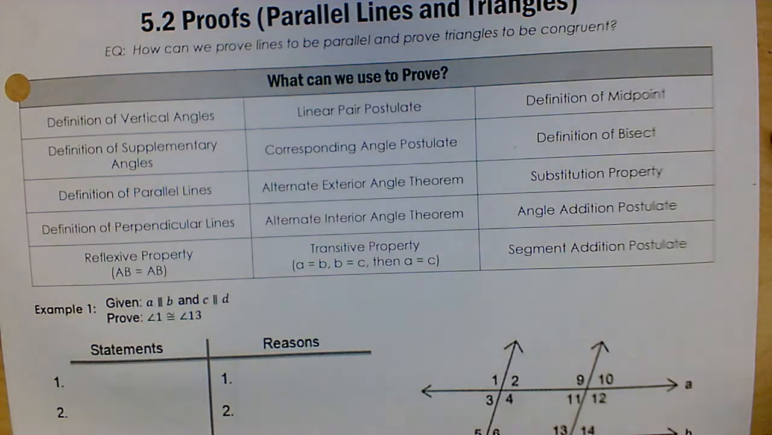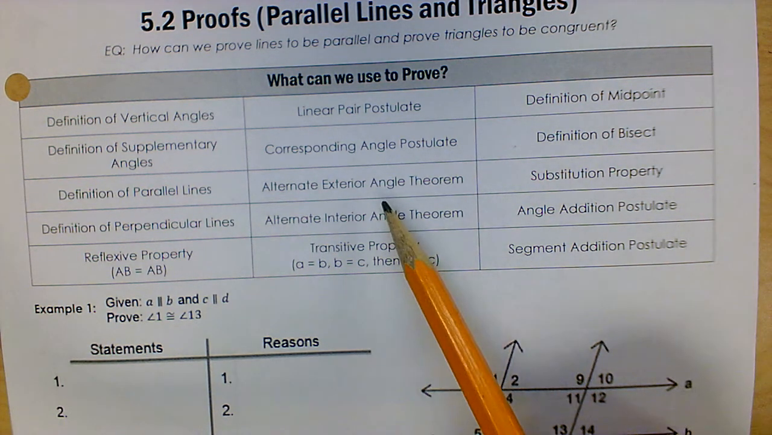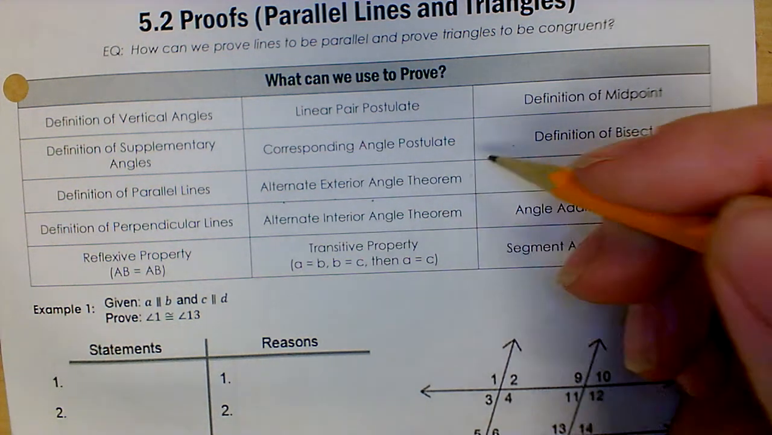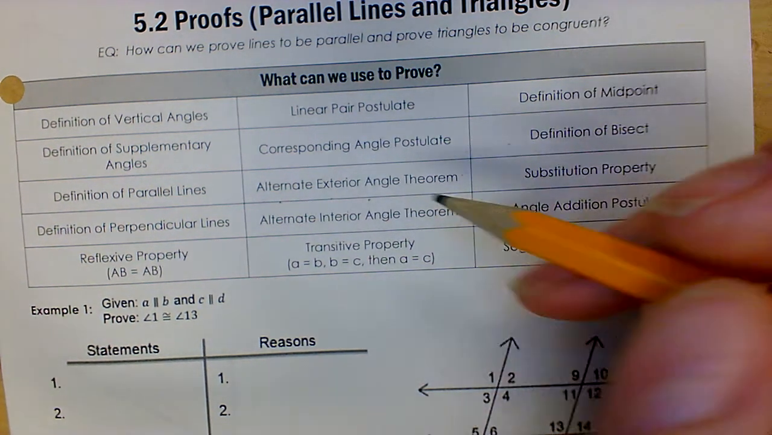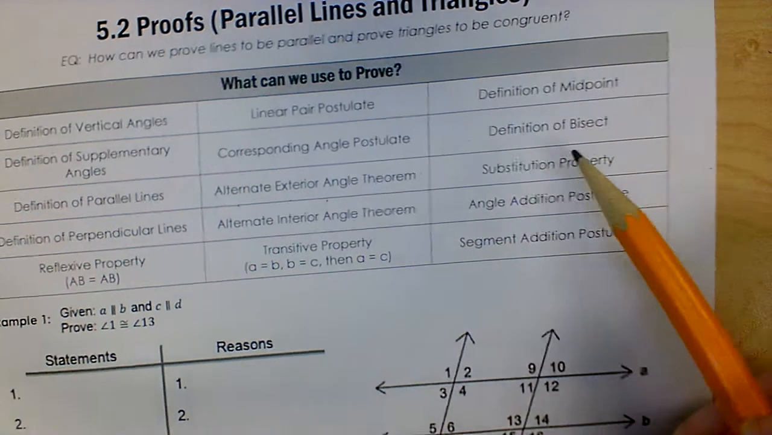Okay, so yesterday we talked about different types of postulates and theorems. We may not have come out right and called them postulates and theorems, but we talked about different angle relationships, like alternate exterior angles. When you use the theorem, it states that they are congruent angles because they are alternate exterior angles. Or the definition of bisect.